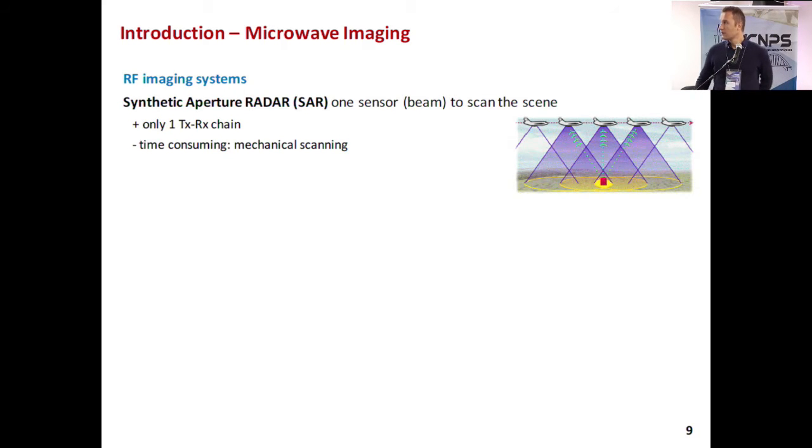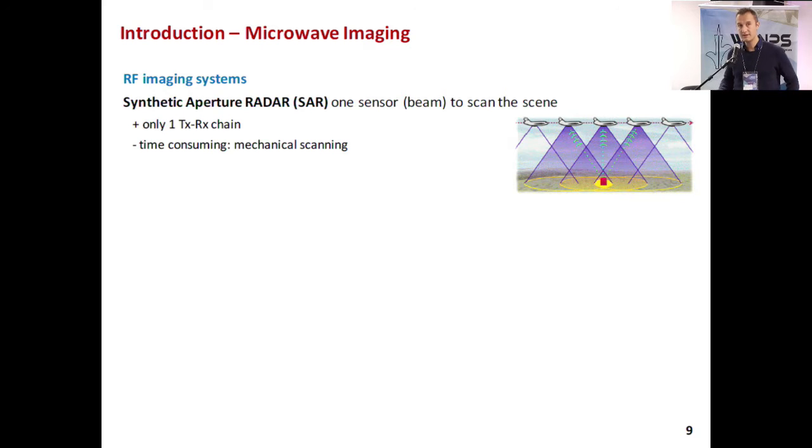Okay, so let me first present a few classical RF imaging systems before introducing computational imaging. One well-known approach is synthetic aperture radar, SAR. In that case, you have one sensor embedded on a plane, but it can be something different. And you move this one sensor to scan the scene and to see your target with different angles of incidence.